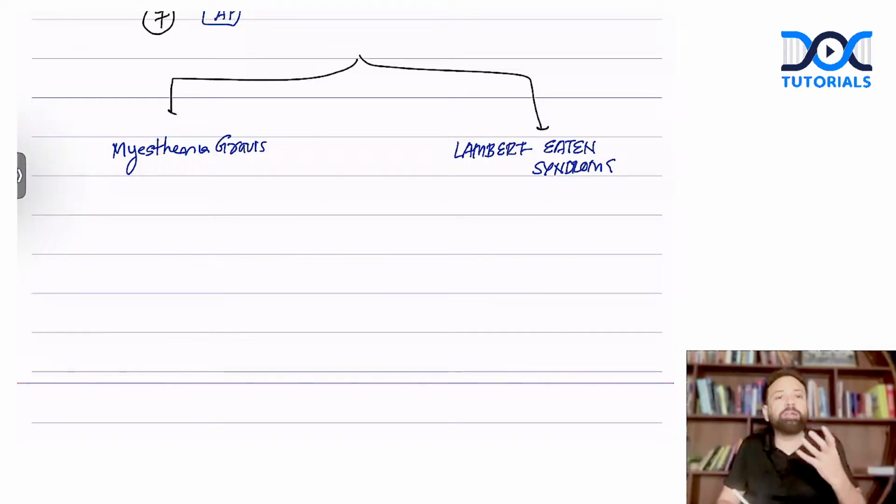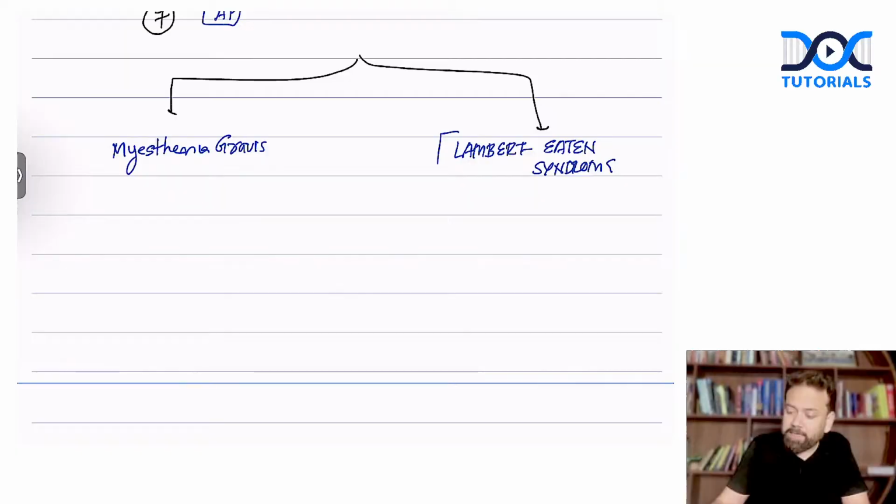A patient comes to your OPD complaining of muscle weakness. When you ask about the pattern of muscle weakness, he says, in the morning I am okay, I am strong, I don't feel weakness. But as the day progresses, I start feeling weak. At night, I am very weak. What is the diagnosis? It is myasthenia gravis. On the other hand, if he gives a history that in the morning I am weak, but as the day progresses, I start feeling better and better, what is the diagnosis? Lambert-Eaton syndrome.